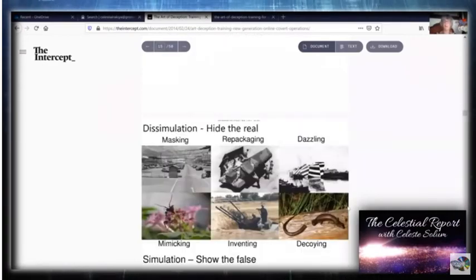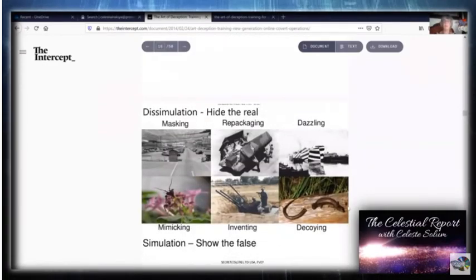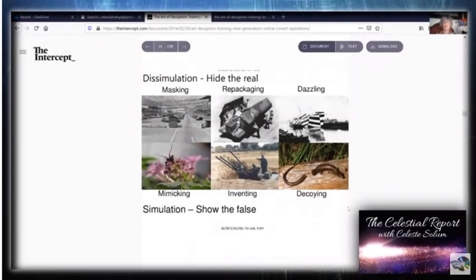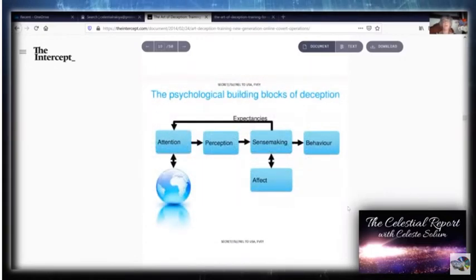Dissimulation, hiding the real. So we've got masking, things that mask. We've got repackaging. We've got dazzling, the shock and awe type thing. We've got mimicry, and what is technology trying to do? They are trying to biomimic what God has originally created. There's inventing and there's decoying, a simulation showing the false. There are psychological building blocks of deception.